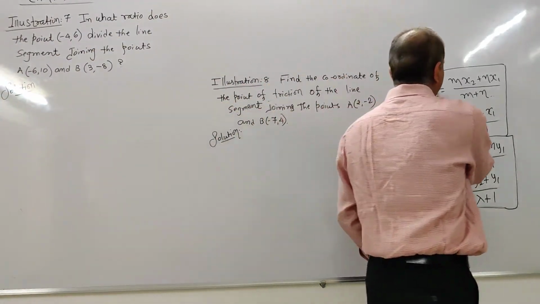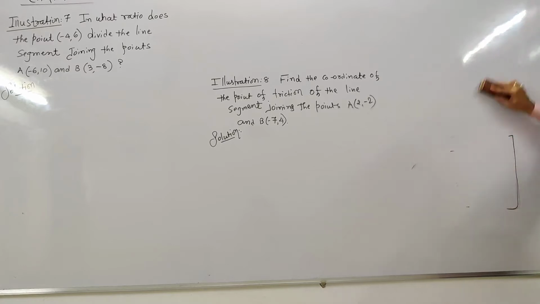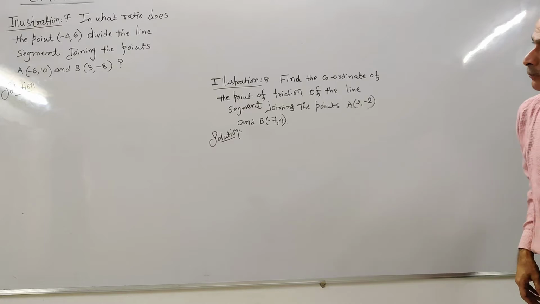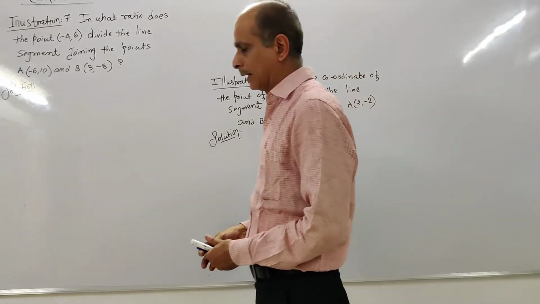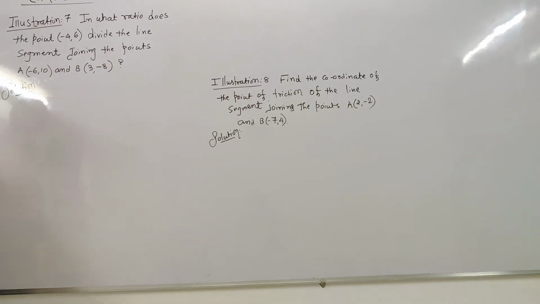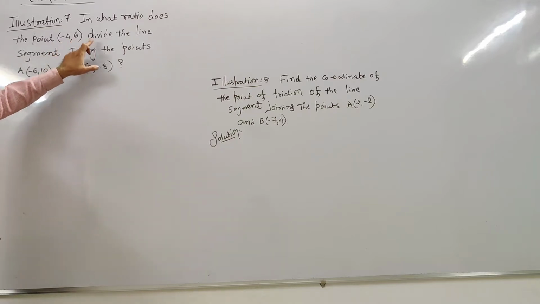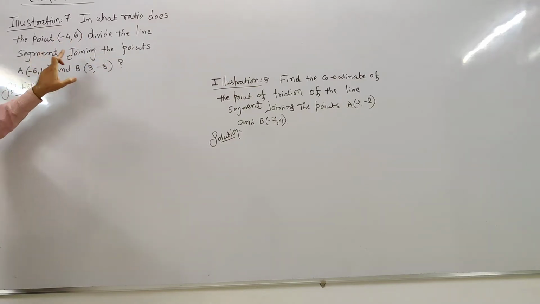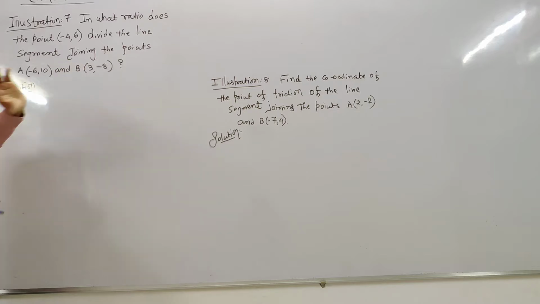Now let us start solving some examples on the basis of the section formula as well as the midpoint formula. Well, illustration number 7. In what ratio does the point (-4, 6) divide the line segment joining the points A(-6, 10) and B(3, -8)?